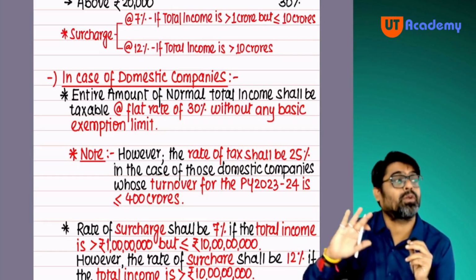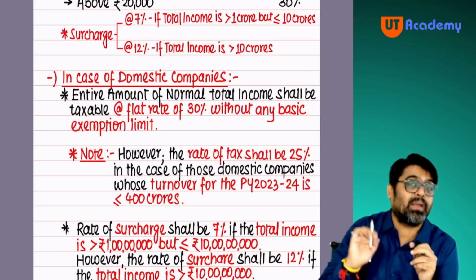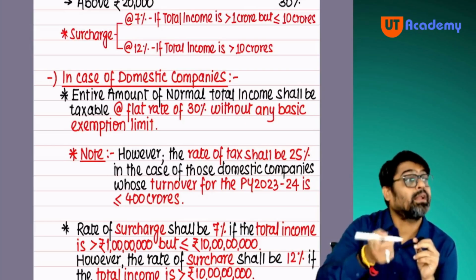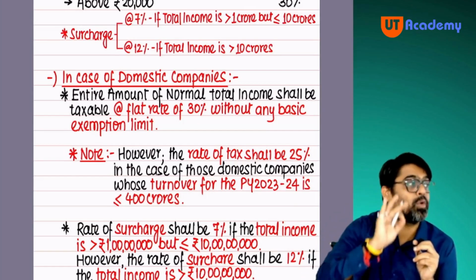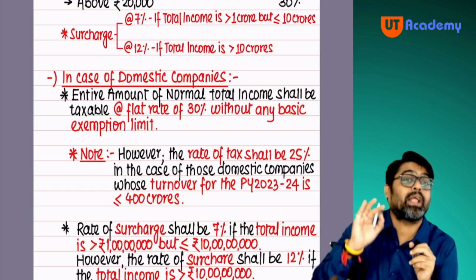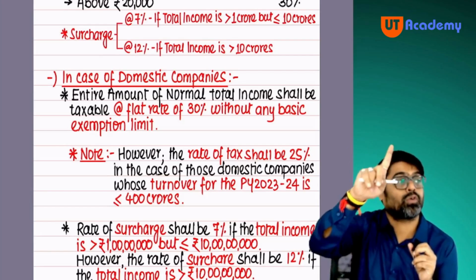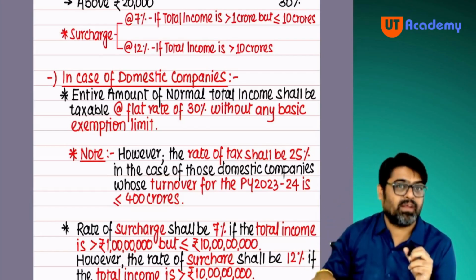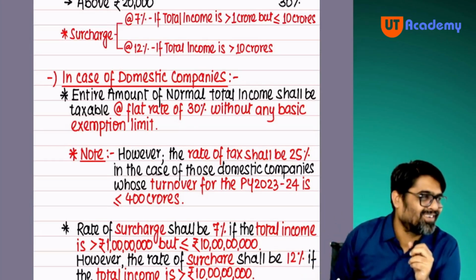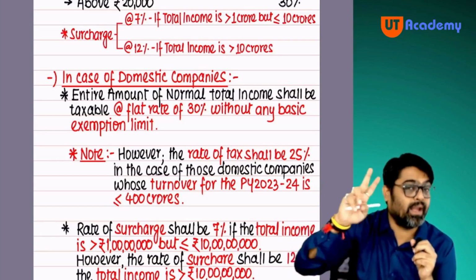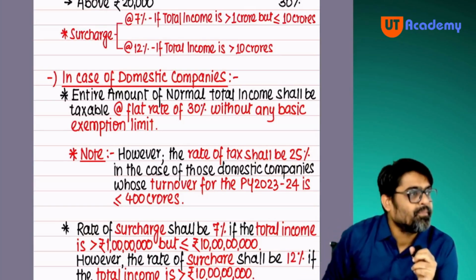But a domestic company, do you want to pay 25%? Is it better to pay 30% or 25%? That will be applicable only if your turnover in the last to last year, the previous year before the last, was up to 400 crores. So a domestic company having a turnover of 400 crores or less in the last to last previous year, for this year the tax rate will be 25% and not 30%. Otherwise, the tax rate will be 30%.